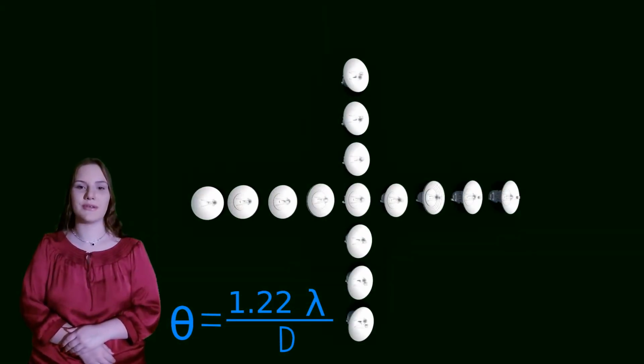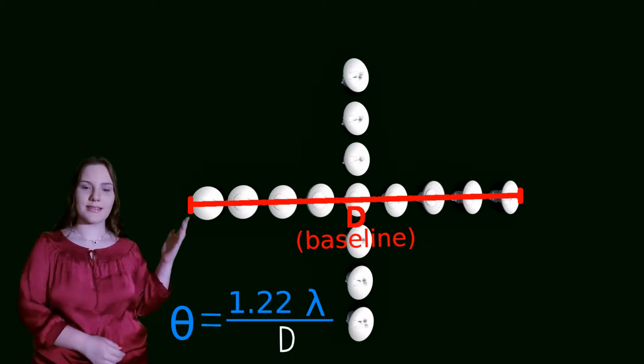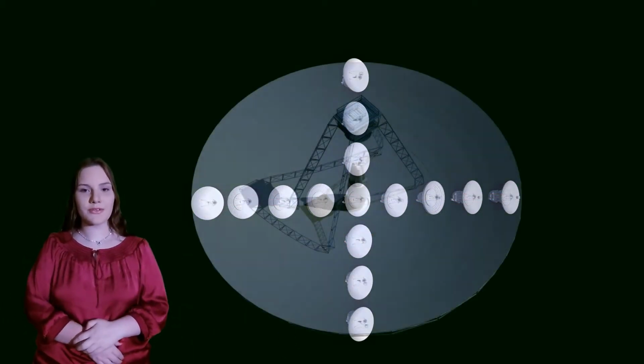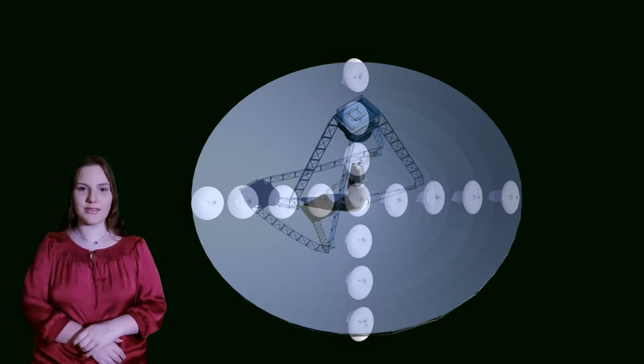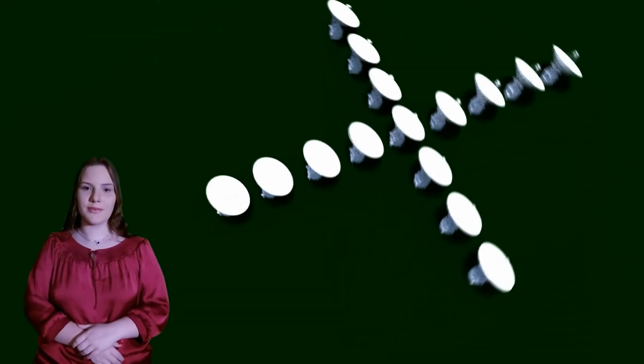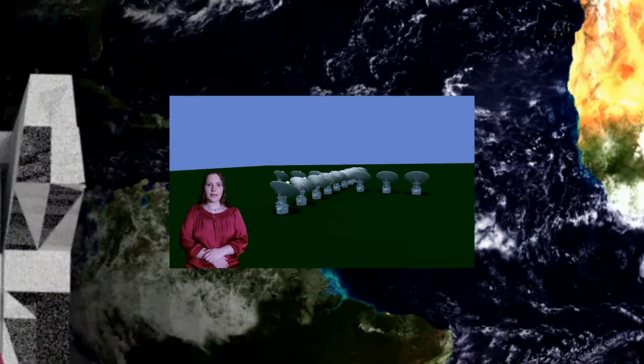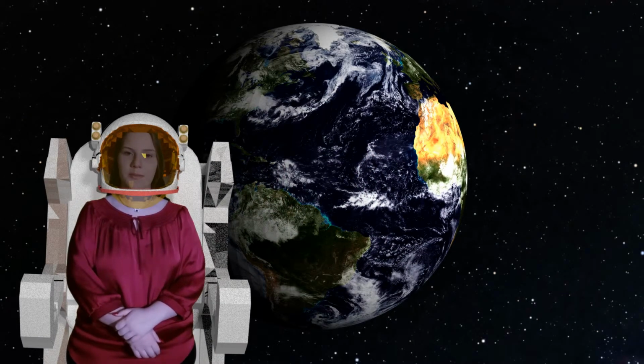It works for these too, if D is redefined as the baseline length between the two most separated dishes of the array. So an array has the same resolution as one giant dish of the same size. In telescope arrays like this, the dishes are connected by wire as elements of a larger antenna. But to image a black hole, you need a telescope almost the size of Earth.